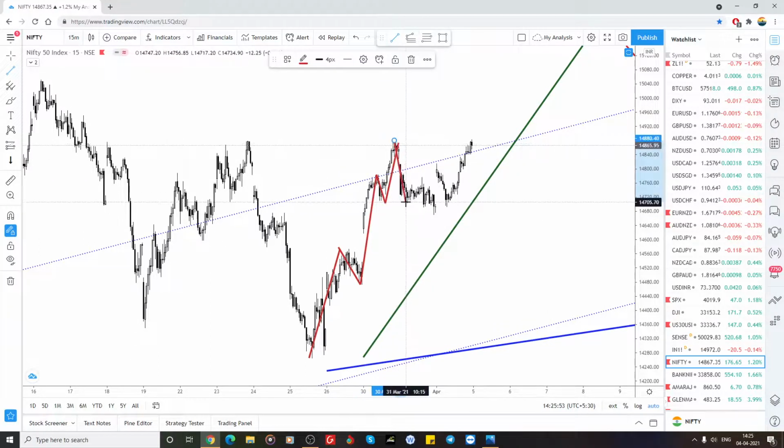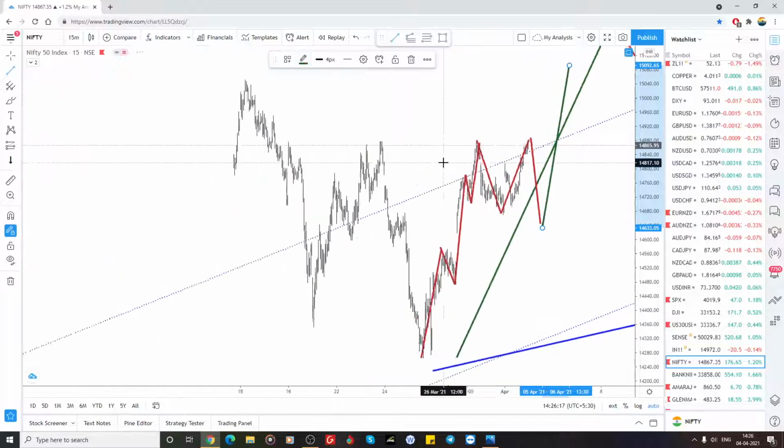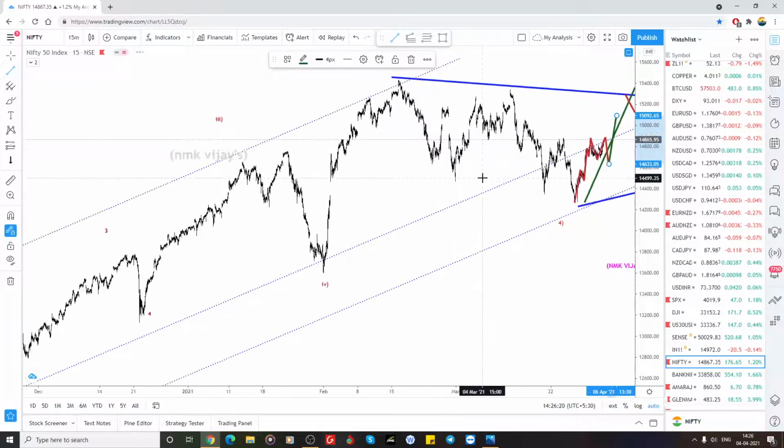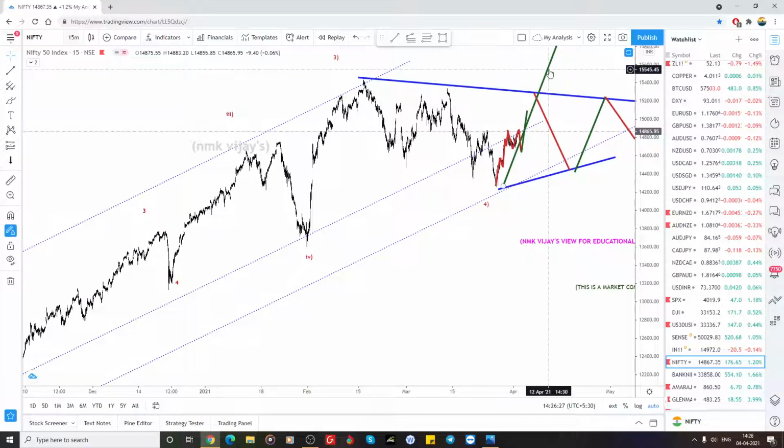So this could be an A, B, and a C, a drop like this. It has already broken the high of the previous one. So I'm expecting whether it is a regular flat, irregular flat, or it could be a running flat or an expanded flat. And from here I'm expecting a bullish wave. If it is a wave 1, wave 2, it could continue for the wave 5 from here itself.